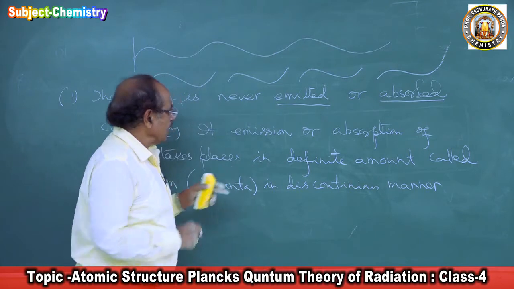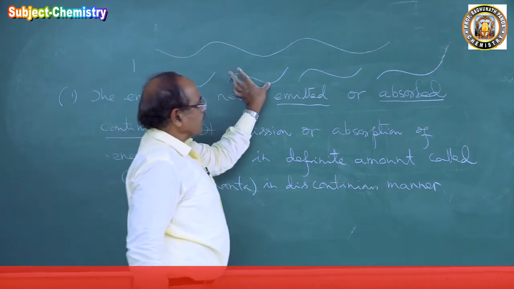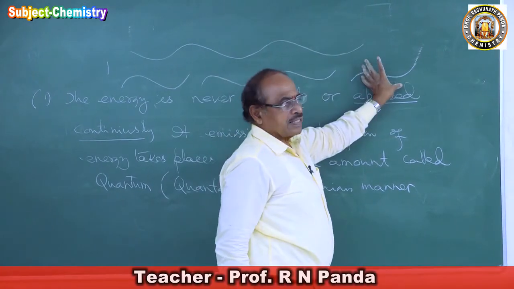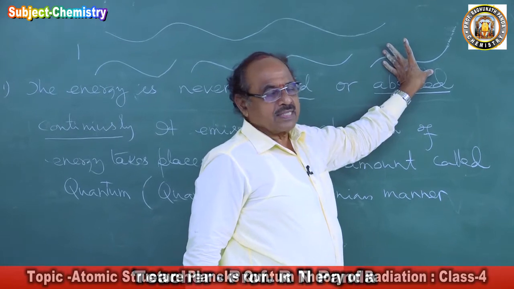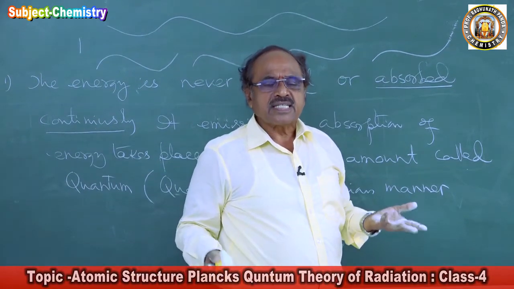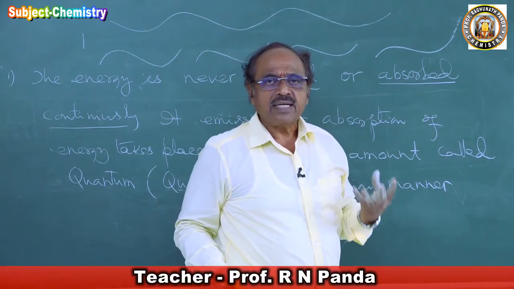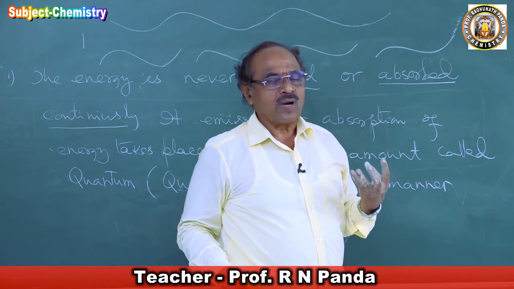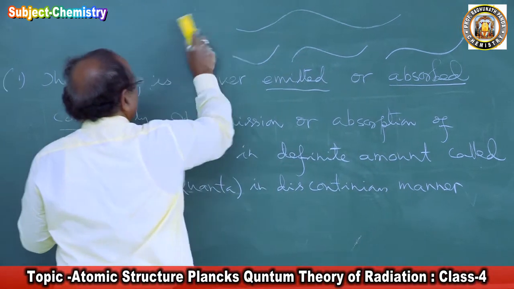So then what is this quantum? He explains that one wave is this quantum, this is another quantum, this is another quantum. He explained it like this. So the energy is not going continuously. It is emitted or absorbed discontinuously in definite amounts called quantum. Then what is that quantum? He wanted to explain what that quantum is.